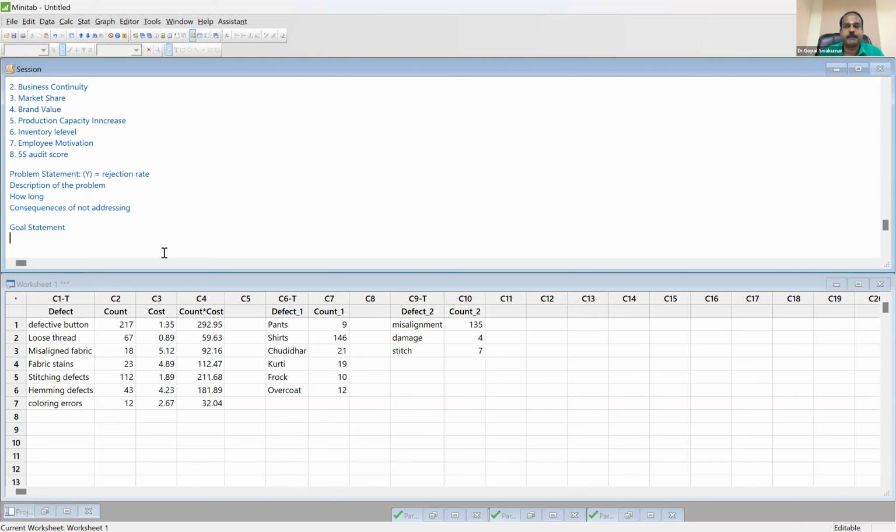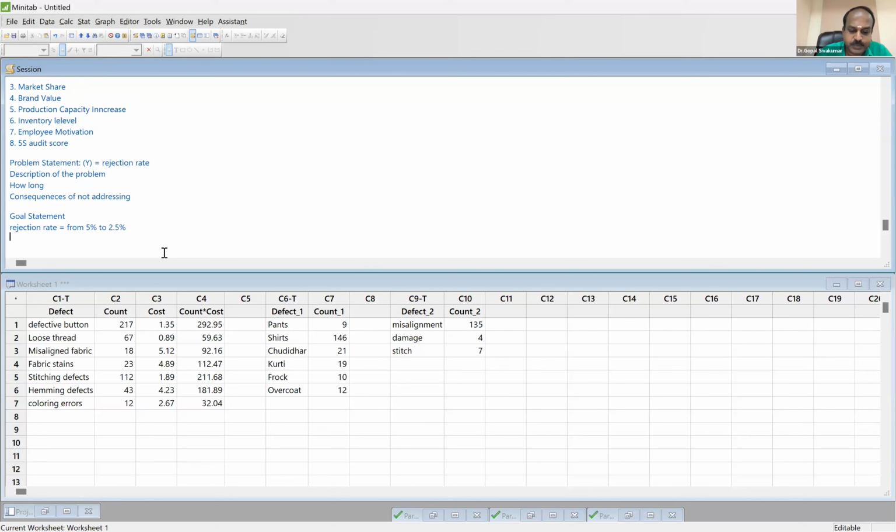Then you should always have a goal statement. Please make sure you set the goal for the Y variable, not for the Z variable. What is our Y? Rejection rate of 5%, right? So the rejection rate, we are going to reduce from 5% to half of it, or less than 2.5%.